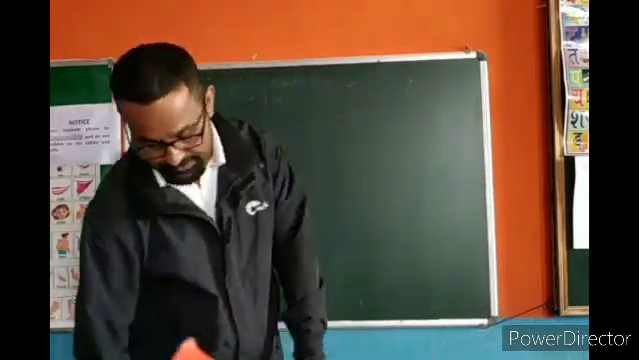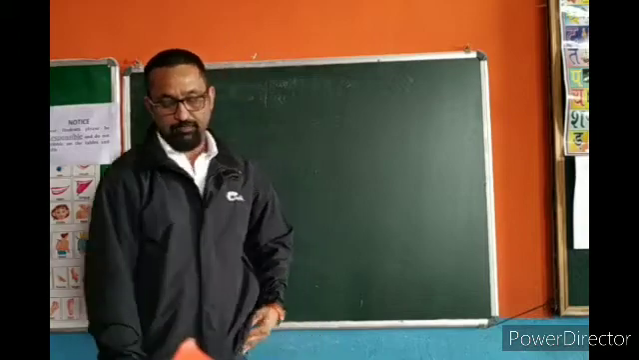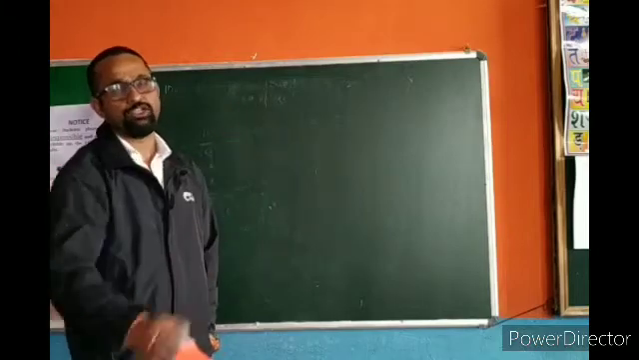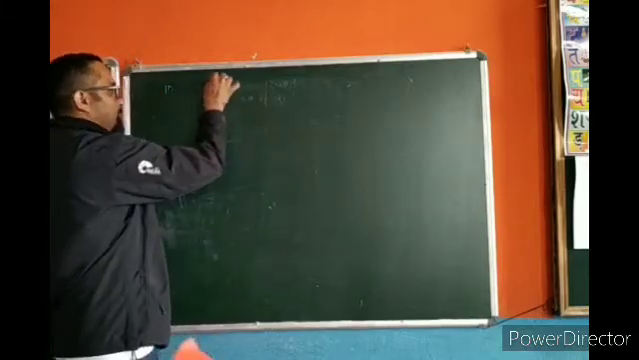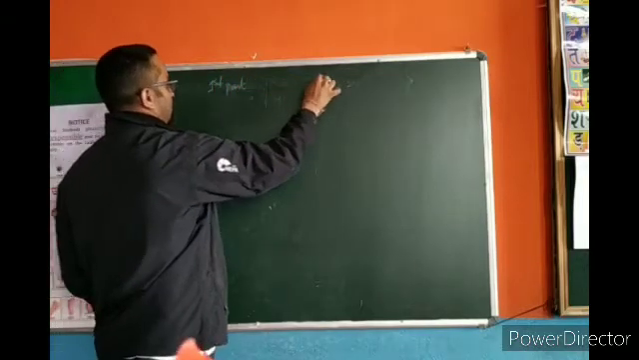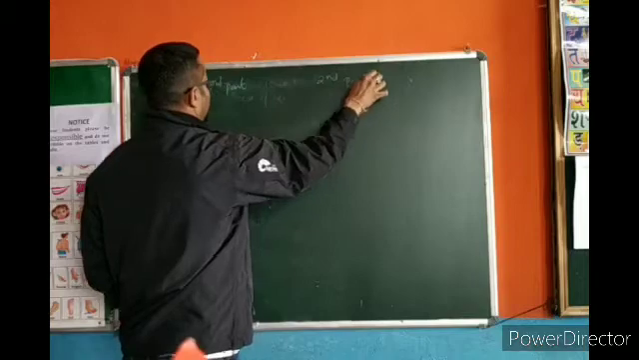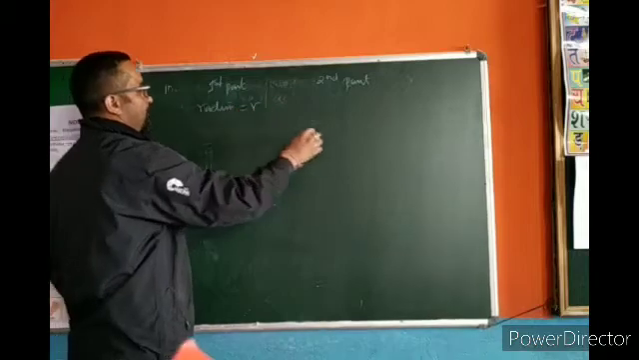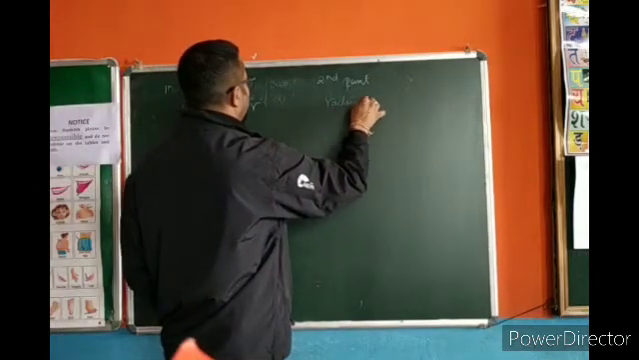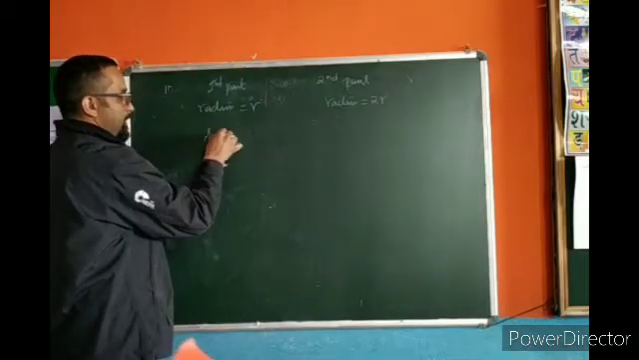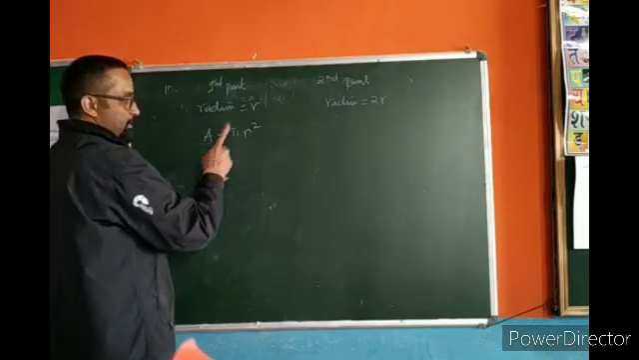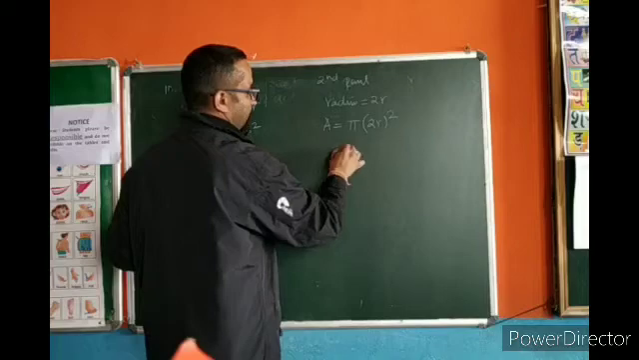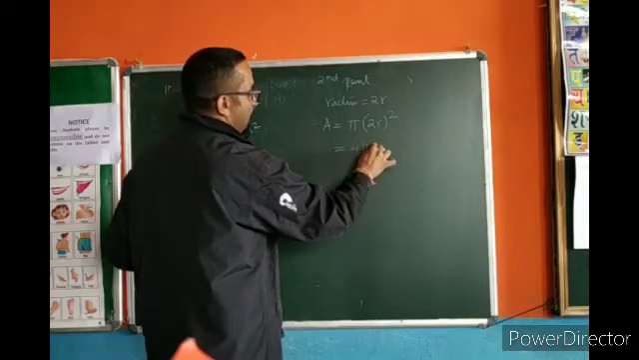Third part, the question says: what is the effect on area if the radius is doubled? You don't have to substitute the value, you can do the calculation using radius. Take the radius as r, then the radius as 2r. Find the area, pi r square. Leave it like this. Area here is pi 2r square. Simplify this, you get 4 pi r square.